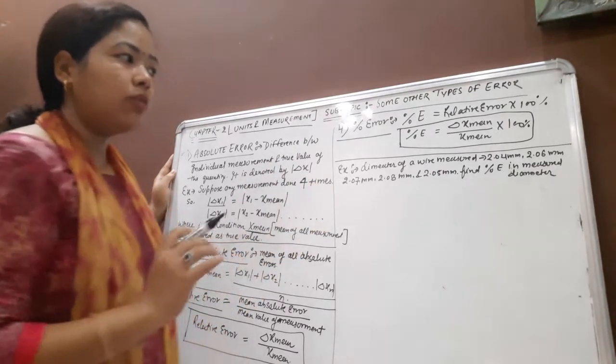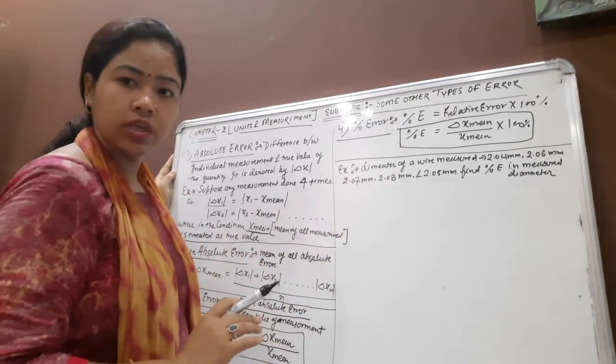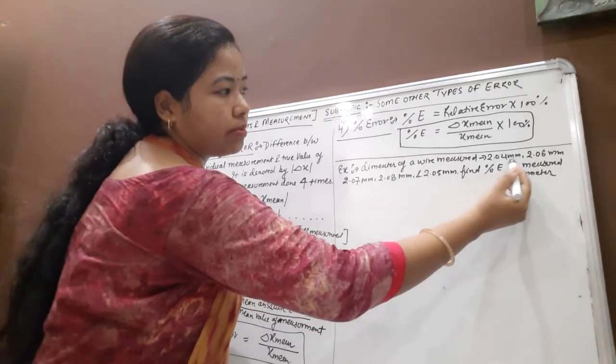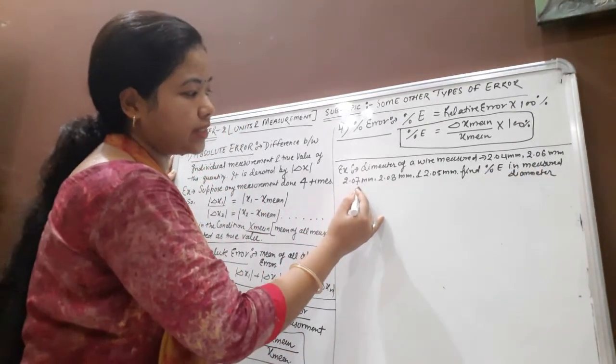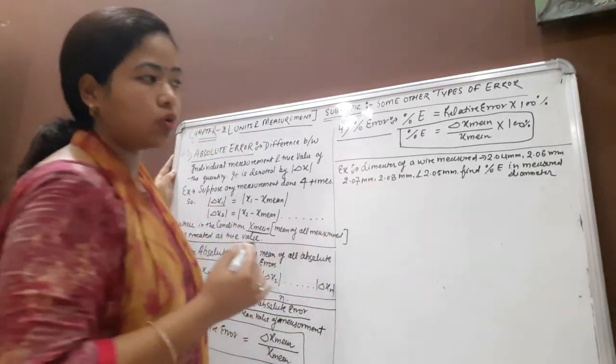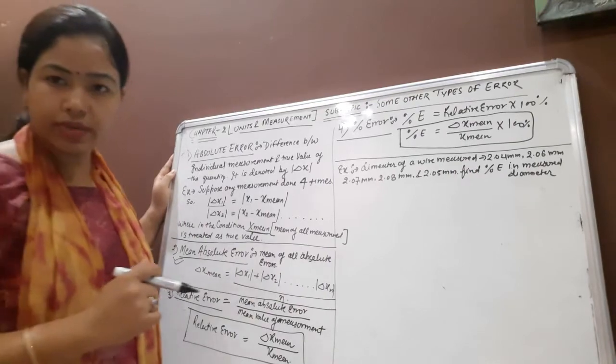By the example, we will understand it. Suppose the diameter of a wire is measured like 2.04 mm, 2.06 mm, 2.07 mm, 2.08 mm, 2.05 mm. Now what we have to calculate? Find the percentage error in the measured diameter.